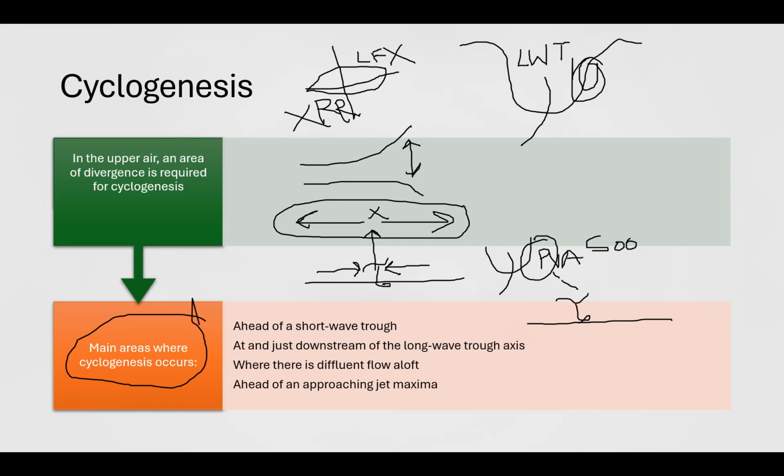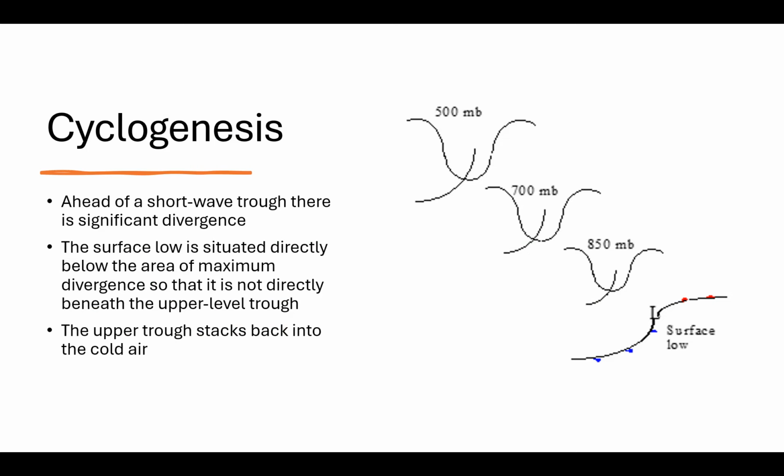Okay. And then this connection again with the upper level shortwave trough at 500 millibars and that PVA out ahead of it. And there it is. So cyclogenesis occurs ahead of a shortwave trough where there's significant upper level divergence. The surface low is situated directly below the area of maximum divergence, so that it is not directly beneath the upper level trough. The upper trough is going to stack back into the colder air aloft. This is an excellent example.